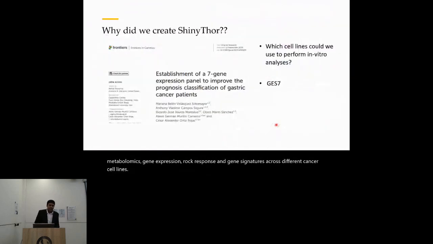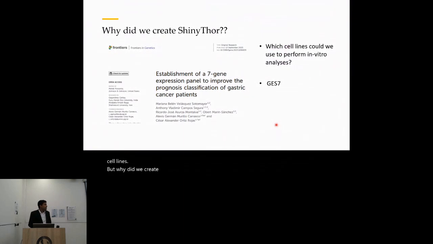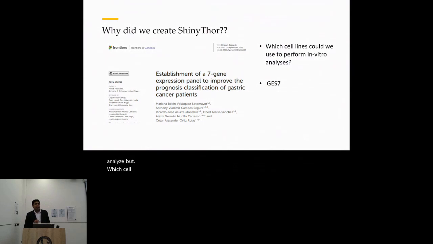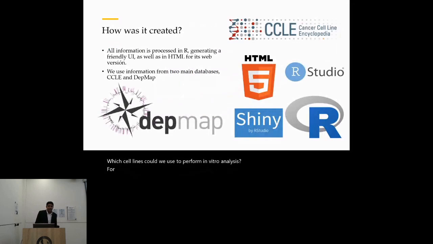But why did we create ShinyTHOR? Last year, we published a study evaluating 7 genes' expression as potential prognostic genes in gastric cancer, which we named GES7. But this study was purely bioinformatic, and after that, we began organizing an in vitro analysis. But which cell lines could we use to perform an in vitro analysis? For this reason, we created ShinyTHOR.